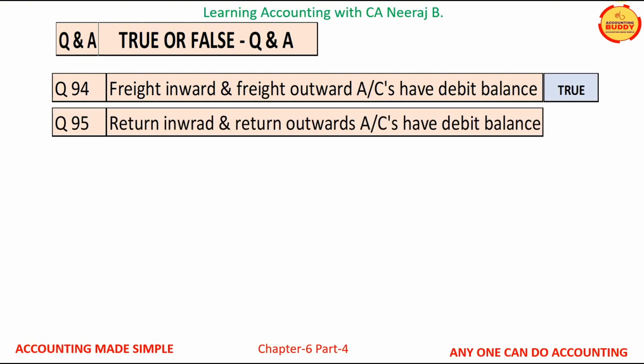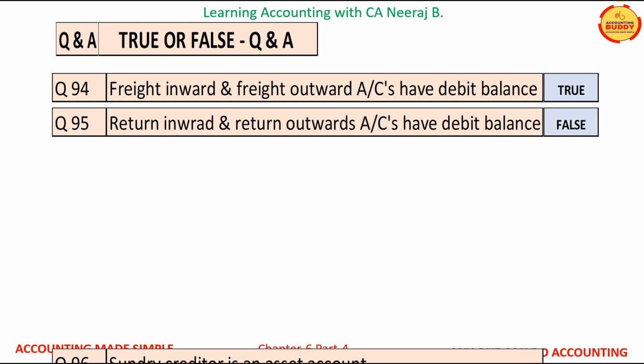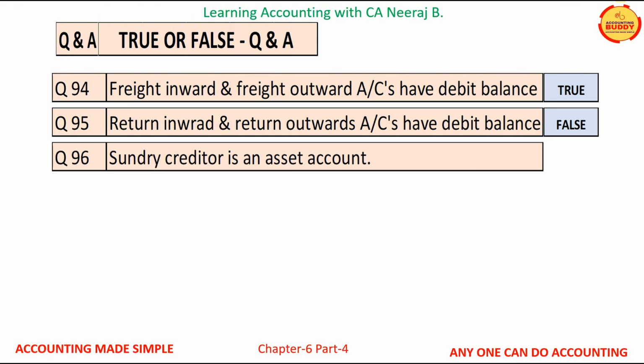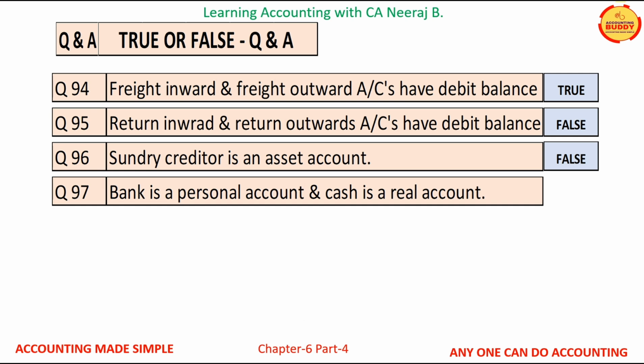Question number 95, return inward and return outward accounts have debit balance. This is a false statement. Question number 96, sundry creditor is an asset account. This is again a false statement. Question number 97, bank is a personal account and cash is a real account. This is a true statement.